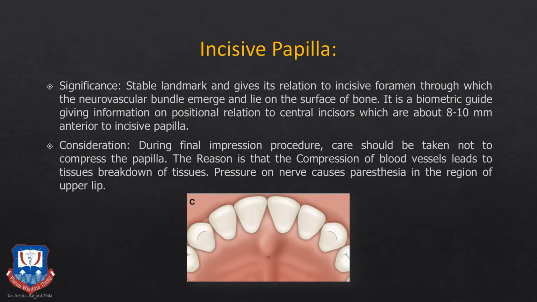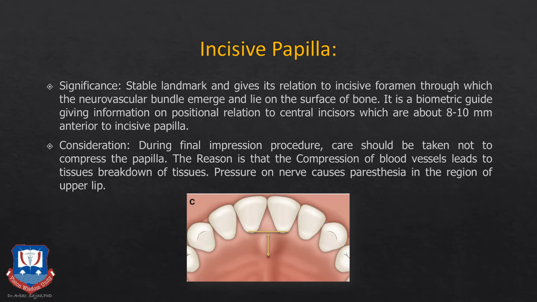Now coming to some atypical landmarks which I just mentioned to you. As I mentioned, the incisive papilla is present in the midline in the anterior premaxilla, and it is the opening through which the nasopalatine nerves and vessels pass. The key significance of the incisive papilla is that the central incisors lie about 8 to 10 millimeters anterior to the incisive papilla, and in an edentulous ridge it becomes very crucial, or very helpful, in arranging the central incisors of the maxillary teeth setup. So this is one of the importances of the incisive papilla.